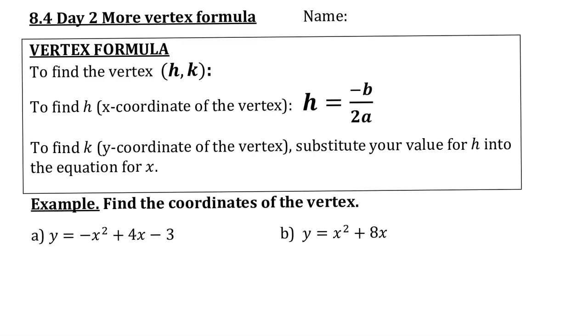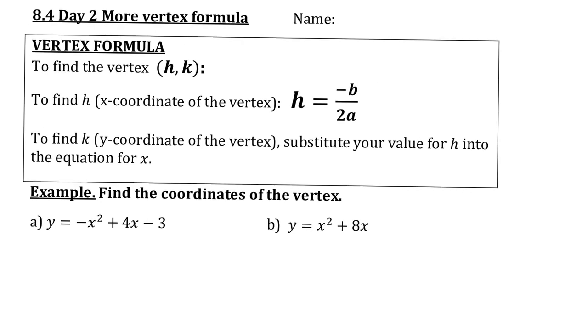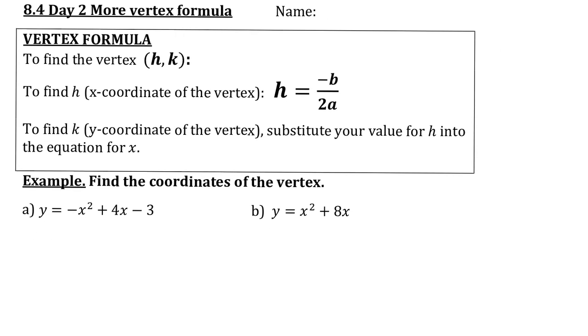8.4 day 2, we're going to do more vertex formula. Exactly like yesterday, just some that are a little more interesting. To remind you, the vertex we often call (h, k). h is the x coordinate, k is the y coordinate. To find h, we use the formula h equals negative b over 2a when the quadratic function is in standard form. To find k, we substitute our h value into the original equation to solve for y.